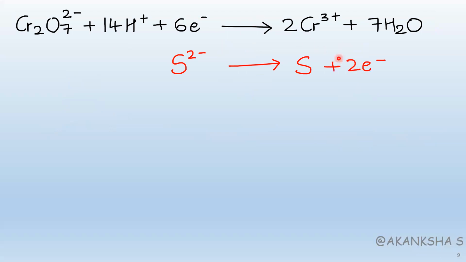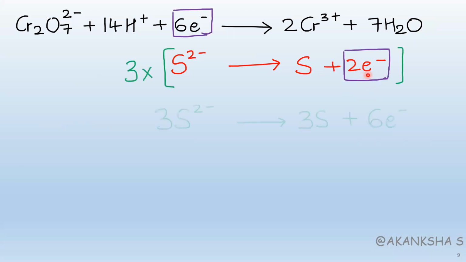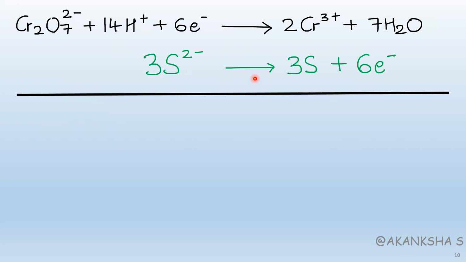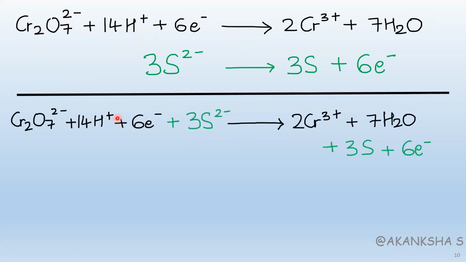We need to equate these two. So we are going to multiply the entire equation by 3. When we multiply it by 3, we finally get 6 electrons even in the second equation. So here on the reactant side, we have 6 electrons, and on the product side 6 electrons, which cancel out, thereby eliminating the involvement of electrons totally from the reaction. Last step would be to tally out both the equations, reactants on one side, products on one side.